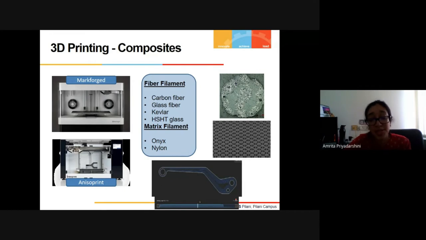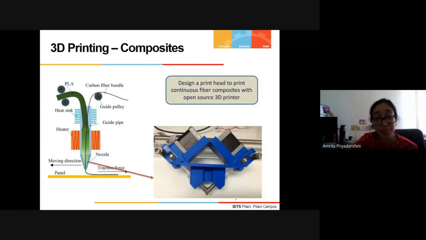Fiber plus matrix, so how we can print it layer by layer, how we are combining this fiber with matrix and printing it. That is what is related to composites. This is one of the latest techniques, if you see. There is PLA and there is carbon fiber. So how do these two work together?